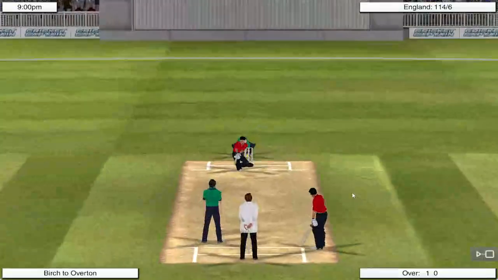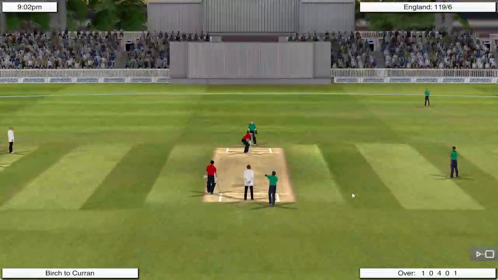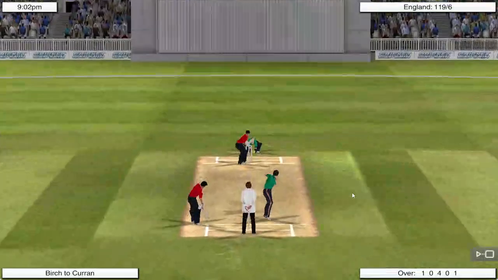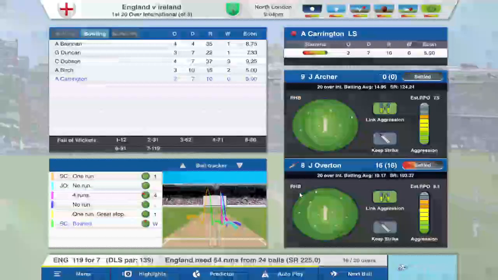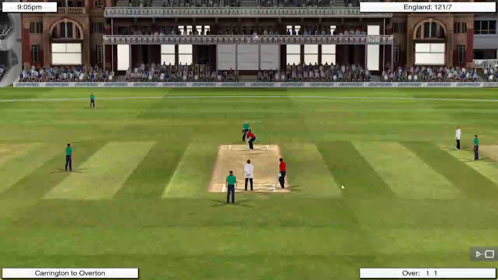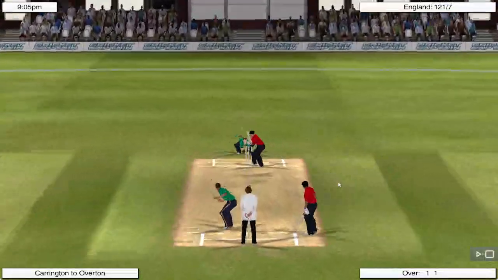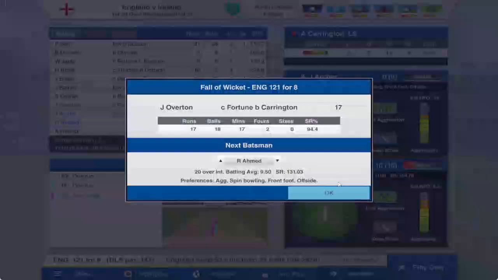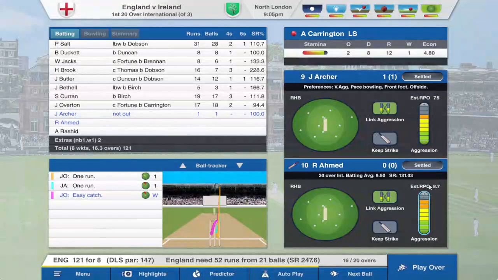Birch with the ball. Reverse sweep, right, and he gets the runs for it. Sam Curran now, and he gets out. That is a big wicket for Ireland. Jofra Archer has to come in. 54 needed still for England. Ooh, that was a good ball, and that is out. Rehan Ahmed walks in.